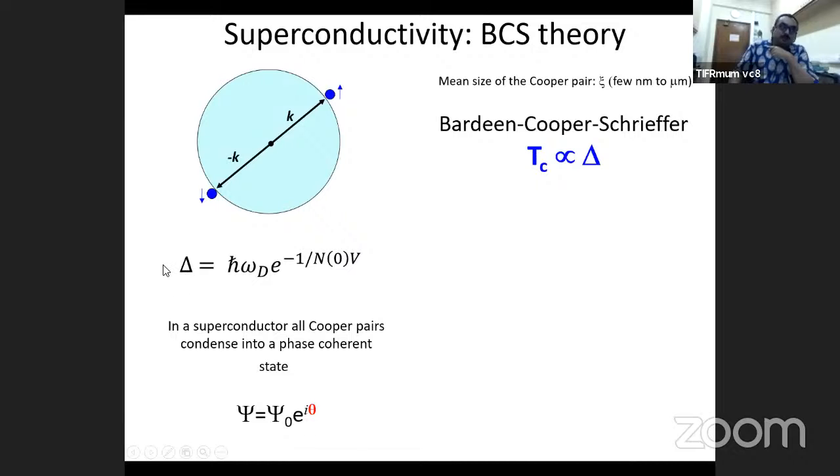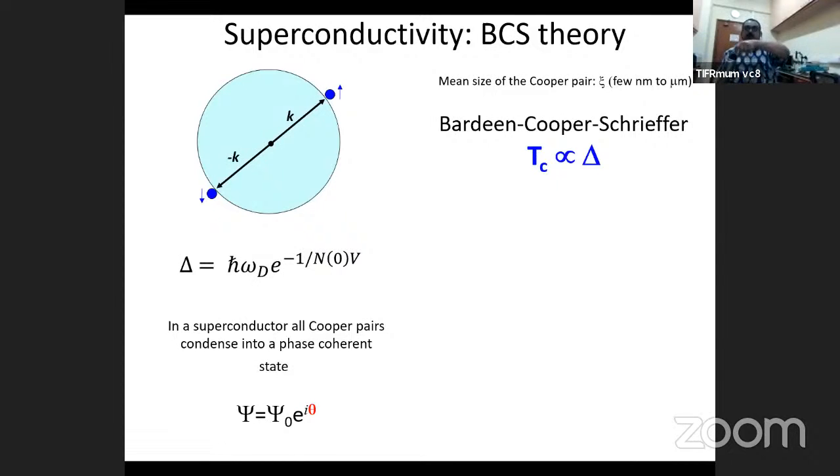In BCS theory, you know that you have these Cooper pairs, pairs of electrons that form a bound state on the Fermi surface. And since all these Cooper pairs are boson-like objects, they condense into a phase coherent state, and you know by now what this means. This is actually the order parameter of the superconductor. This is what we use in Ginzburg-Landau theory.